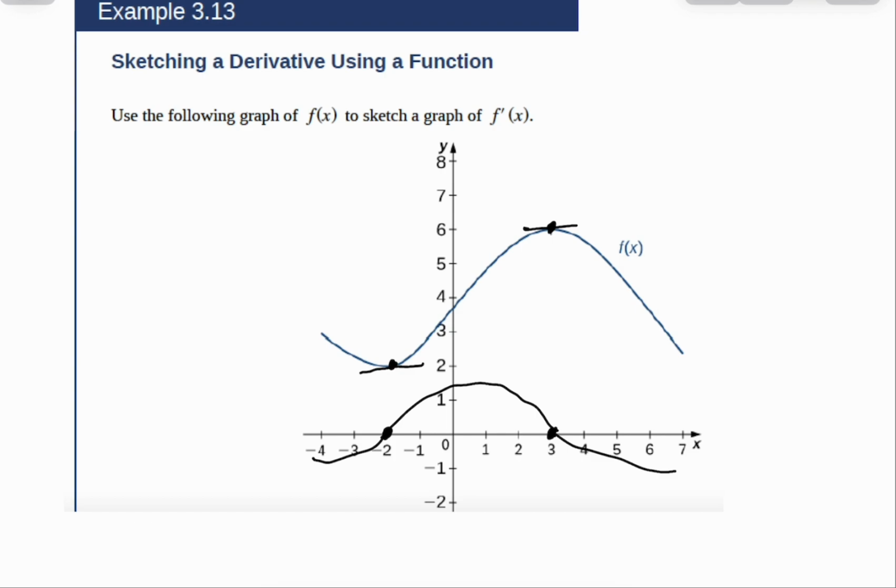Now, I don't need it to be super accurate. I just need you to hit the zeros in the right spot. Where it's increasing, it should be above the x-axis. Where it's decreasing, it should be below. We'll worry about more accuracy in the future.